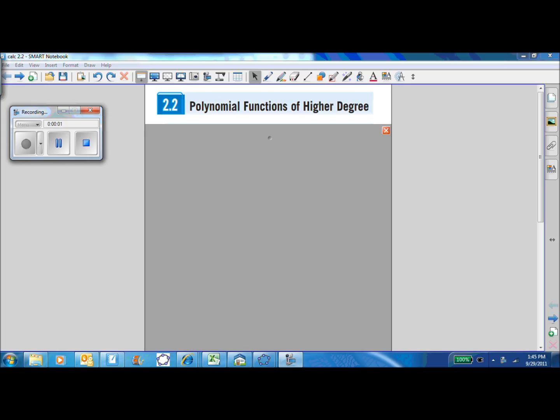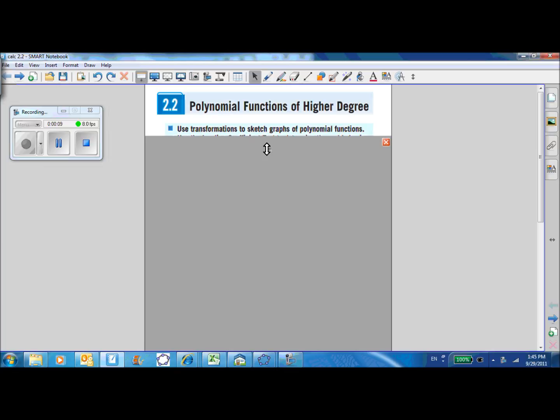Hello students, here we are with section 2.2, polynomial functions of higher degree. What we're going to focus on here is first using transformations to sketch graphs of polynomial functions. We'll start with power functions and use some of the ideas from last chapter about how these can be moved around. The leading coefficient test: just like we saw that a in quadratics had a lot to do with whether it was concave up or concave down, we're going to see that the leading coefficient, the coefficient on the highest degree term, is going to have a big impact on which way the function goes.